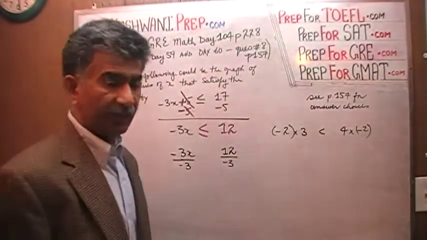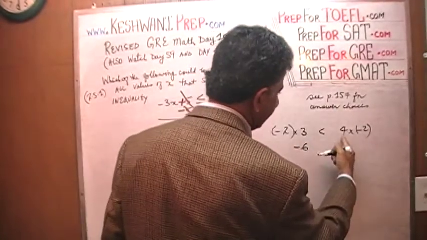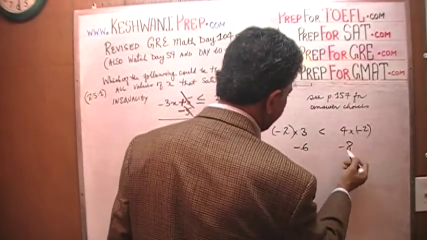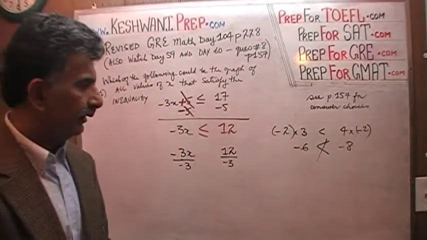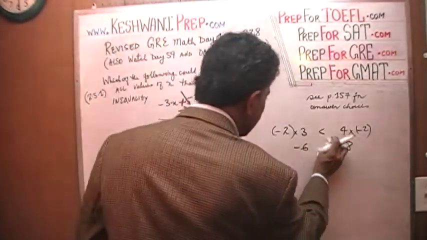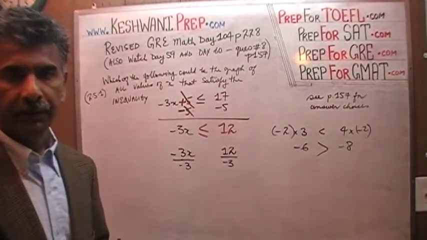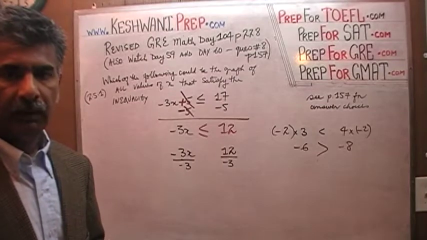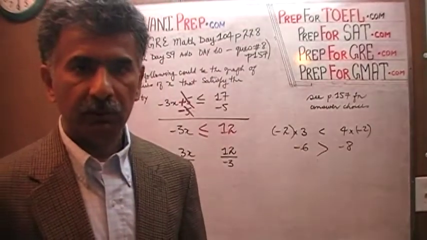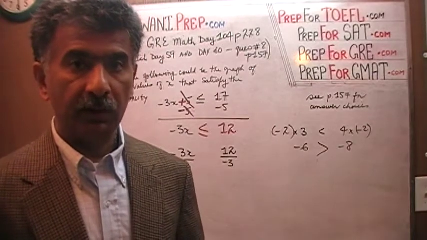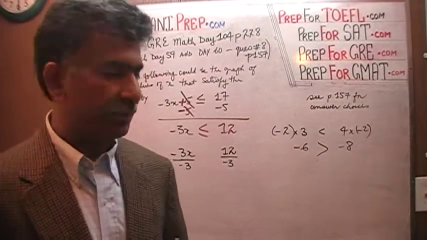If we multiply both sides by negative 2, negative 2 times 3 is negative 6, and negative 2 times 4 is negative 8, and now this is no longer true. Negative 6 is not less than negative 8. Negative 6 is in fact greater than negative 8. So what did we learn here? What we learned is that if you multiply both sides of the inequality by a negative number, or divide both sides of the inequality by a negative number, the direction of the inequality switches.